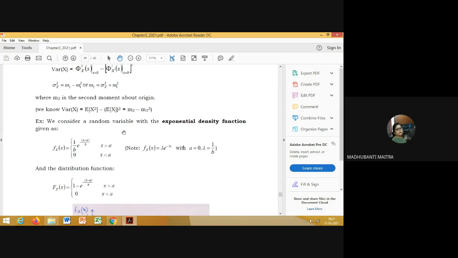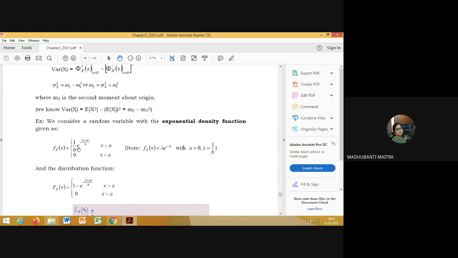So let's consider a random variable with exponential density function. The density function is given over here. fx is equal to 1 by b e to the power minus (x minus a) by b, where x is greater than a, and 0 when x is less than a. That means we are getting the density function for a value of x which is greater than a, right?